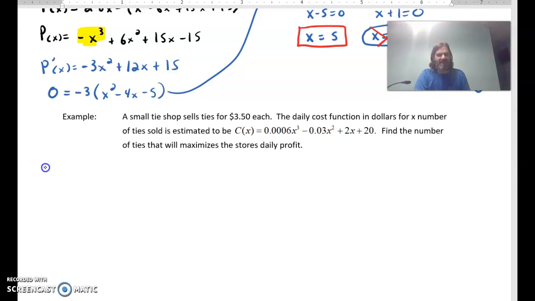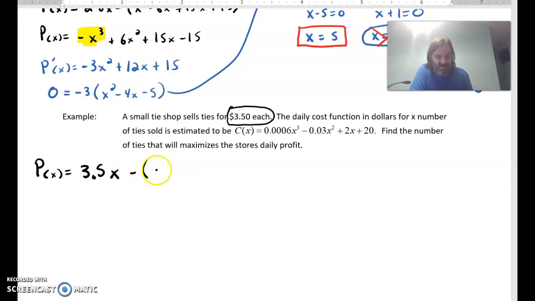So again, they're not actually asking us for the profit. They're just asking us to figure out the number of ties. So let's go back to our profit function. P of x will equal the revenue, which will be $3.50 per tie times x. So that's a price times a quantity. So they sell for $3.50 each. So $3.50 would just be selling one tie. So we want to make sure we have an actual revenue function. So that's our revenue, and then minus our cost function.